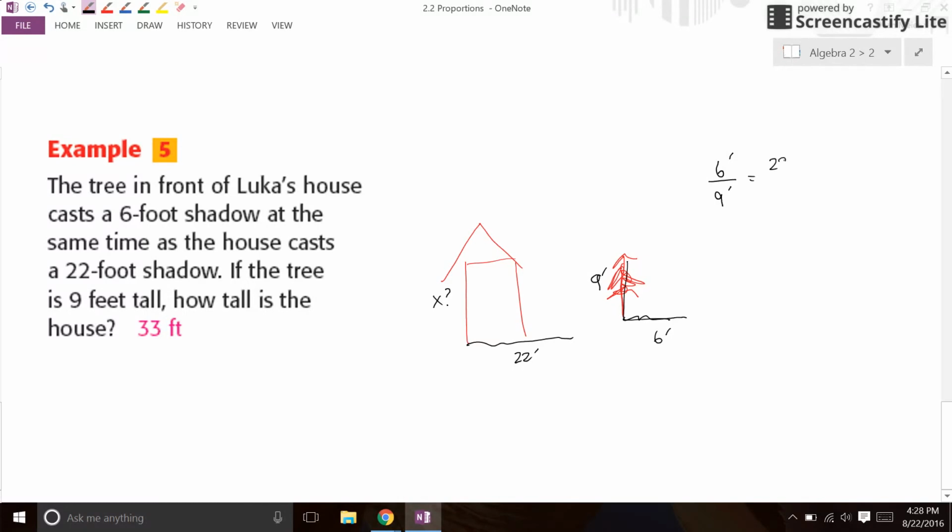So the shadow is 22 feet. The height of the house is x, so boom. What do you got? 6x equals 22 times 9. So 22 times 9 is a mere 198. And 198 divided by 6 is a mere 33 feet. And you jump up and down. You know that her house, Luca's house, is now 33 feet tall. That's it.